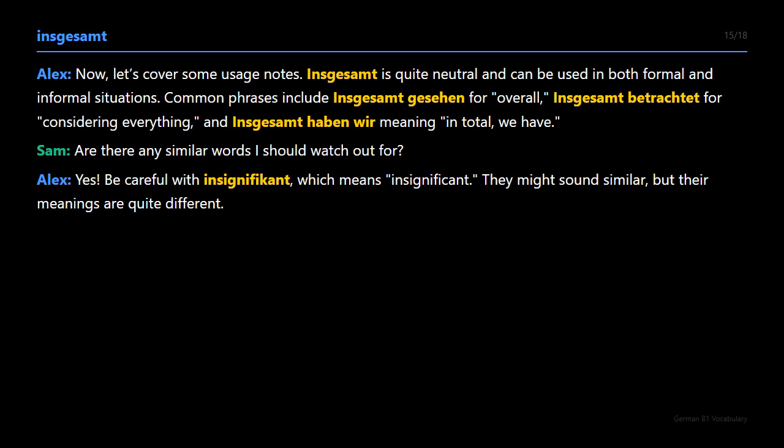Common phrases include Insgesamt gesehen for overall, Insgesamt betrachtet for considering everything, and Insgesamt haben wir, meaning in total, we have. Are there any similar words I should watch out for? Yes. Be careful with Insignificant, which means insignificant. They might sound similar, but their meanings are quite different.